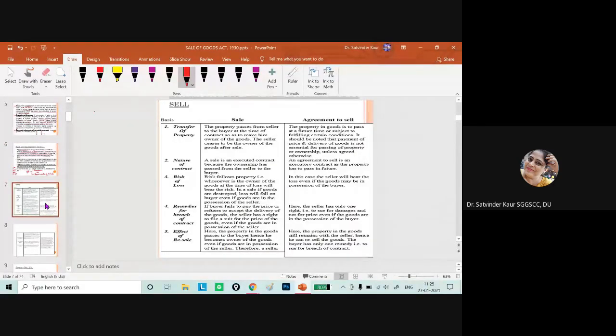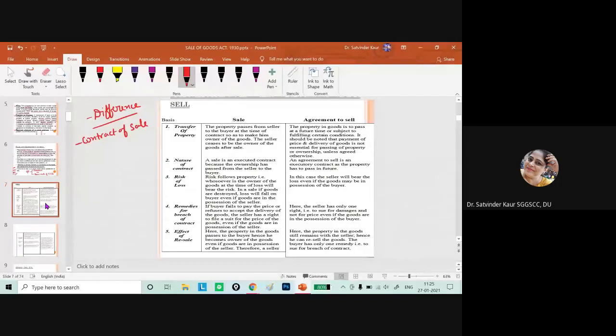And as I have already told you, every time for the difference question we have to prepare well, and there are likely chances that this difference question will come in the exam. Now, when we talk about the difference, before starting the tabular form, you just need to explain the meaning of contract of sale, stating that it includes sale and agreement to sell both, and then you start writing the difference between the two terms.